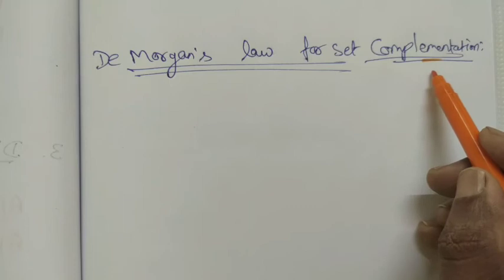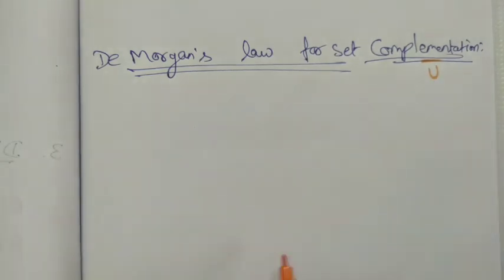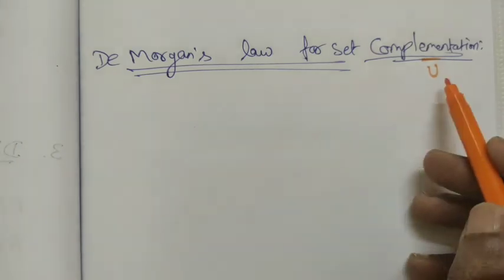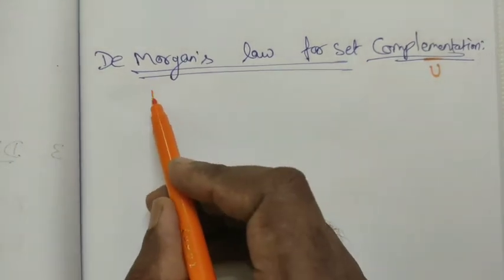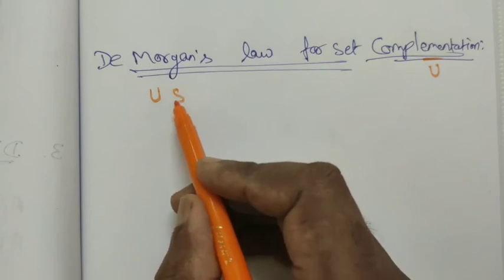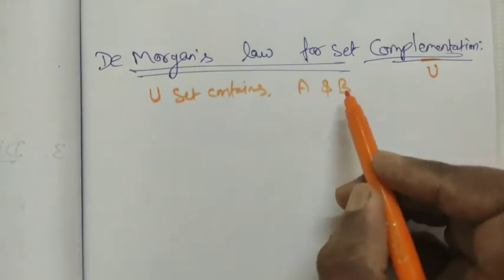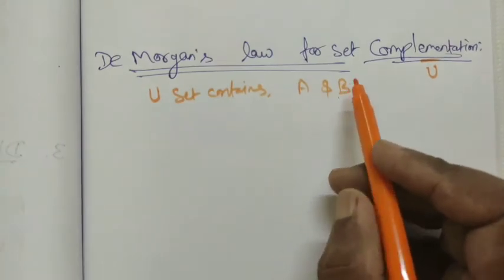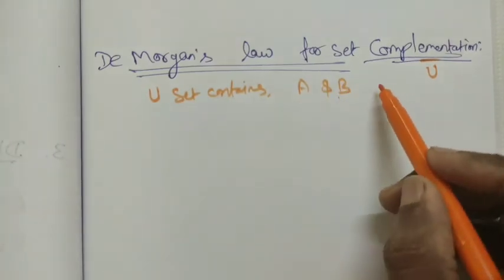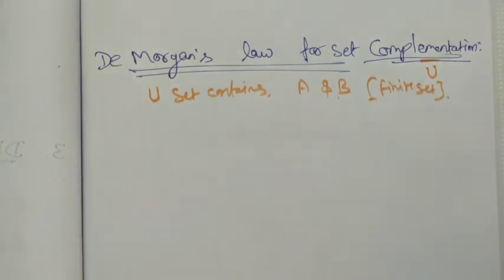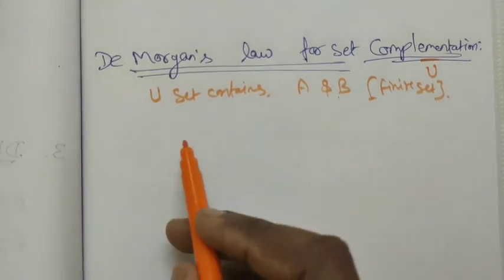Complementation means compulsorily you have the universal set. Wherever we are finding the complement, surely we are subtracting that from the universal set. So surely there must be a universal set. The universal set contains A and B, only two sets, not three sets. These two sets should be finite sets.